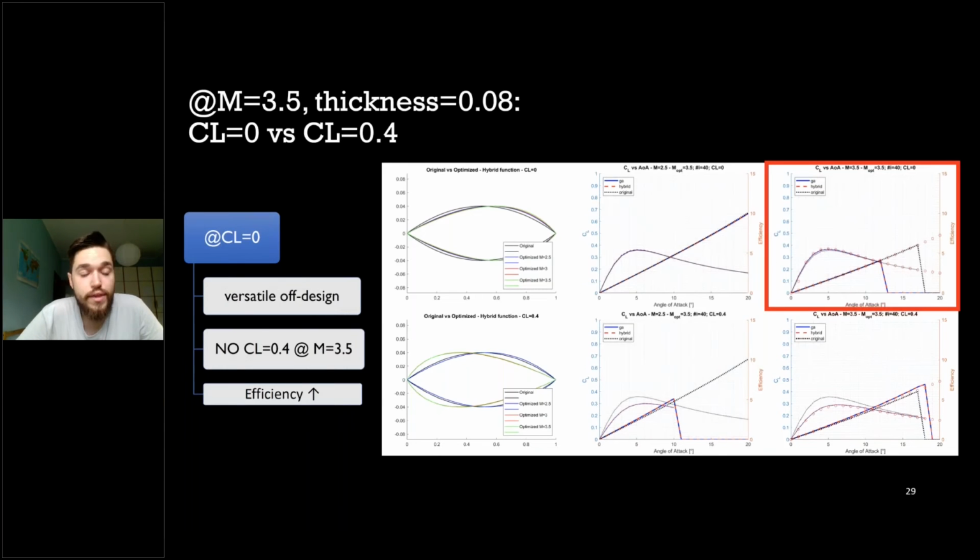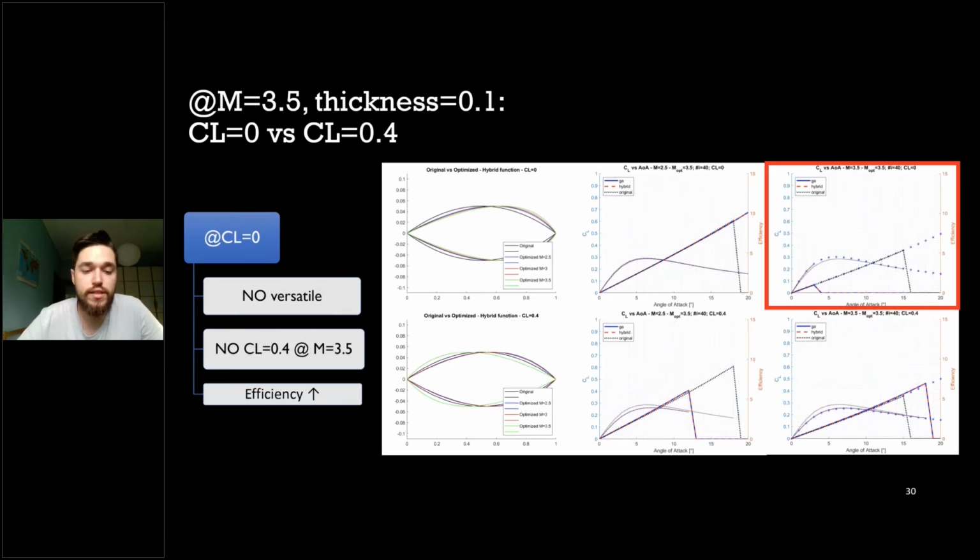For a 0.08 thickness, the airfoil optimized for a zero lift coefficient scenario is a lot more versatile and has higher efficiency than both the one optimized for a 0.4 lift coefficient scenario and the symmetrical one. But for the latter, the value is barely reachable. Looking at the red framed graph and comparing it to the 0.1 thickness scenario, the thinner airfoil has higher performance. For a given lift coefficient, higher values of efficiency can be reached with an optimized airfoil, but the constraining expansion Mach number is reached for lower maximum angle of attack.